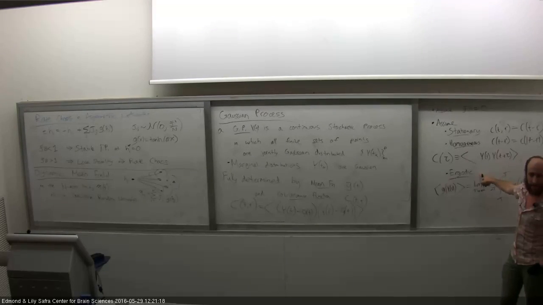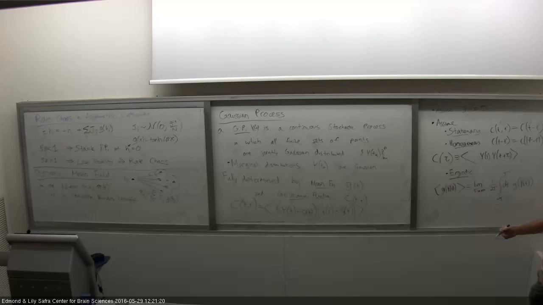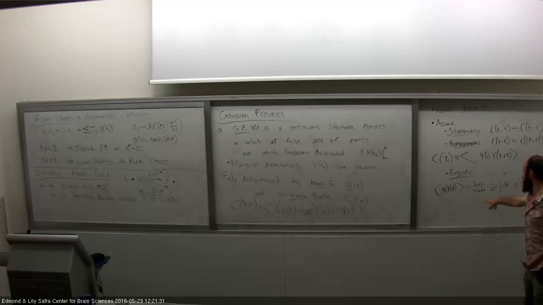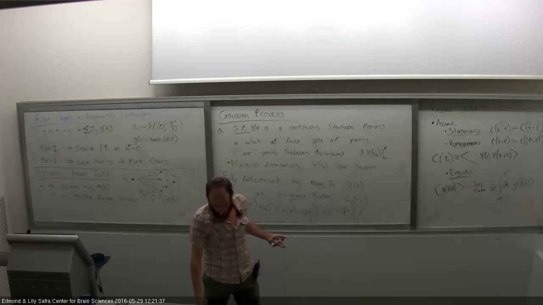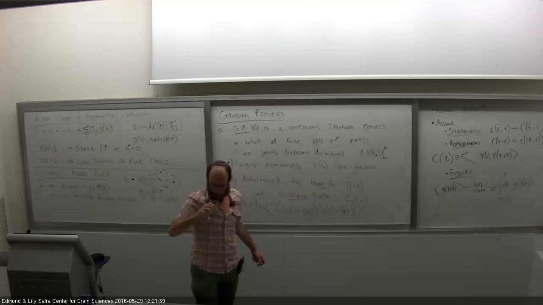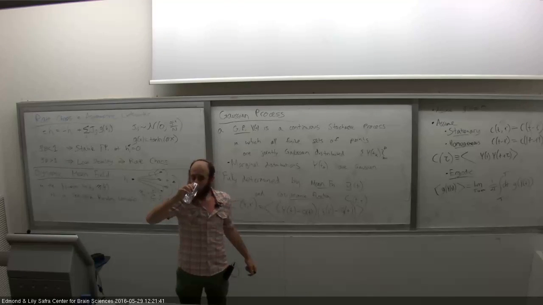So ergodicity just means that we're able to ignore the difference between taking an ensemble average and taking a time average, that they're effectively guaranteed to be the same, at least in the limit of long time. Okay? That's most commonly the situation when people study Gaussian processes. Any questions?